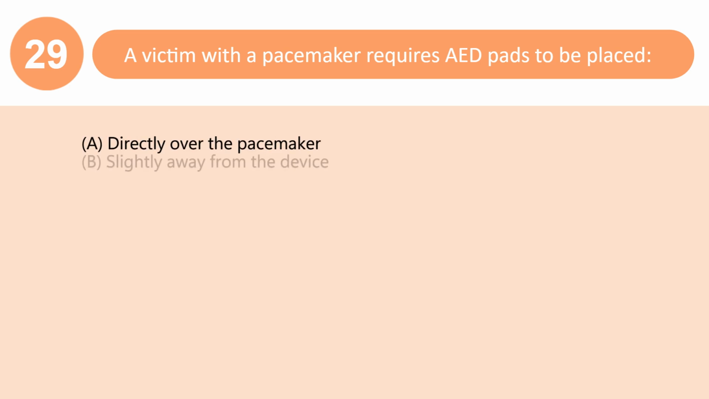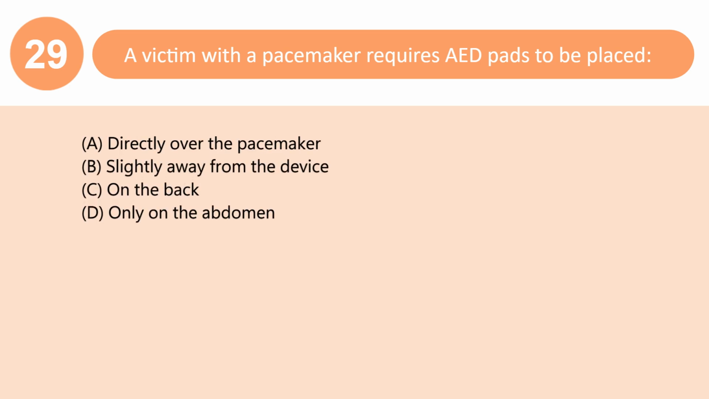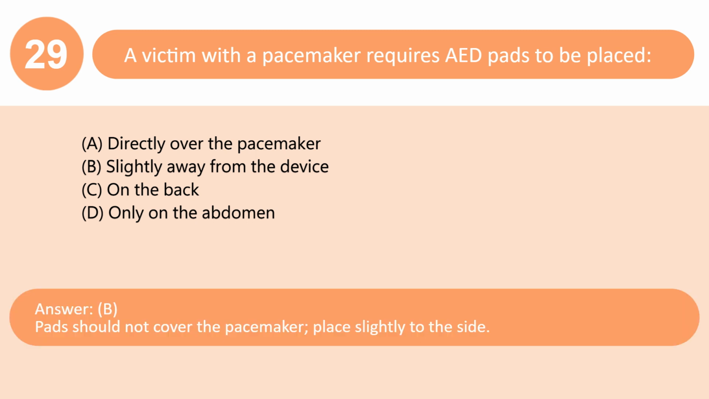A victim with a pacemaker requires AED pads to be placed: A. Directly over the pacemaker. B. Slightly away from the device. C. On the back. D. Only on the abdomen. Answer B. Pads should not cover the pacemaker, placed slightly to the side.